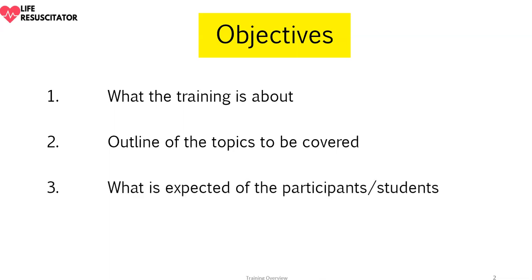The objective number 3 is to let you know of the expectations. So what is expected of you, of the students, of those that enrolled into this course, those that will be participating in the training. So what is being expected from such participants? So that will be the third objective.